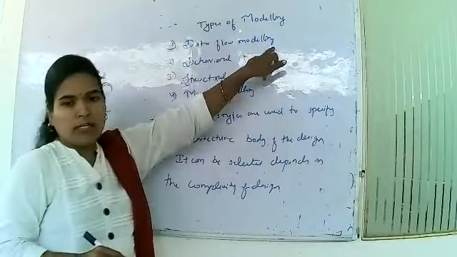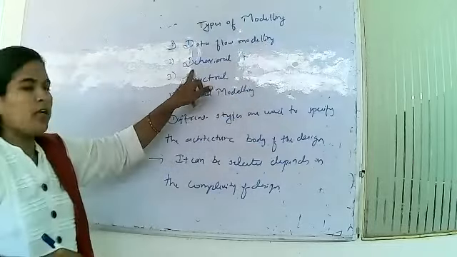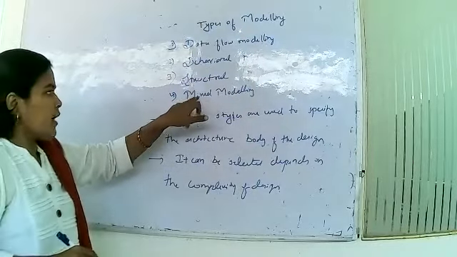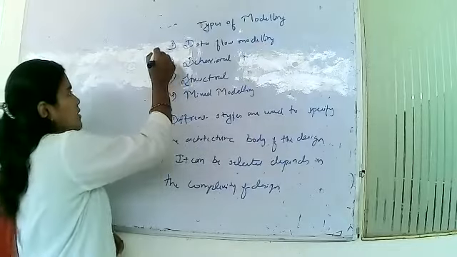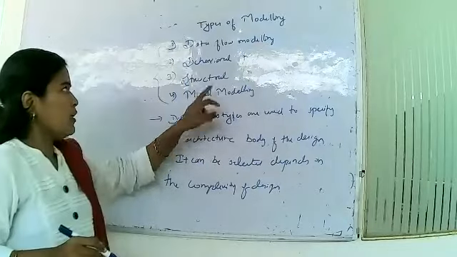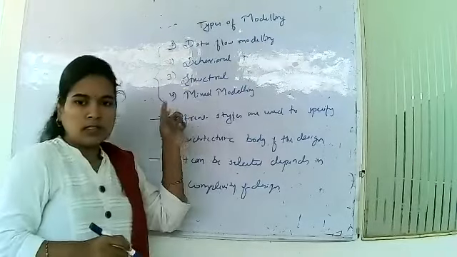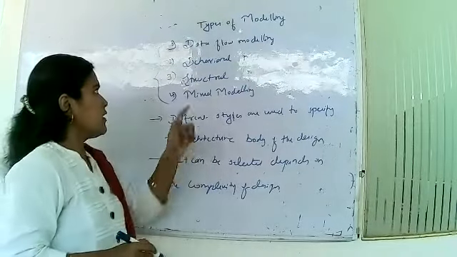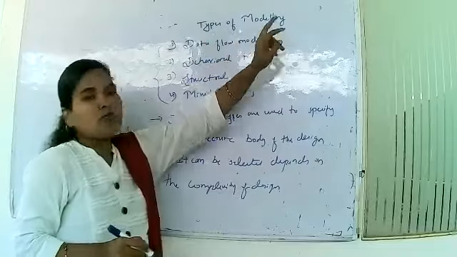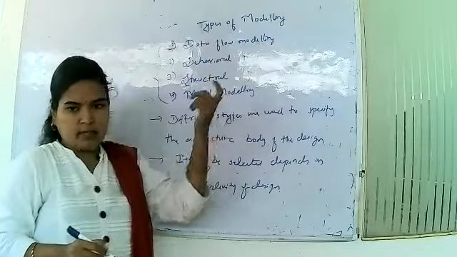One is data flow modeling. Second is behavioral modeling, structural modeling, and mixed modeling. These are the different types of modeling. So before studying these four, first we will understand what is the meaning of types of modeling, means what you are studying here.